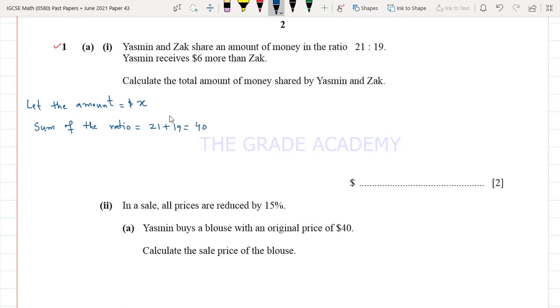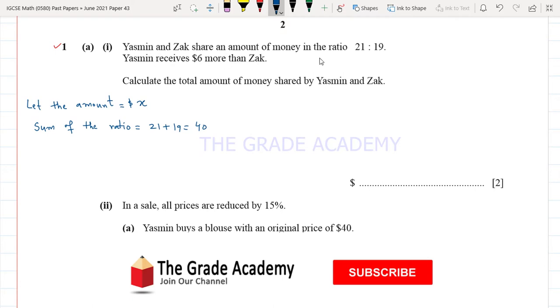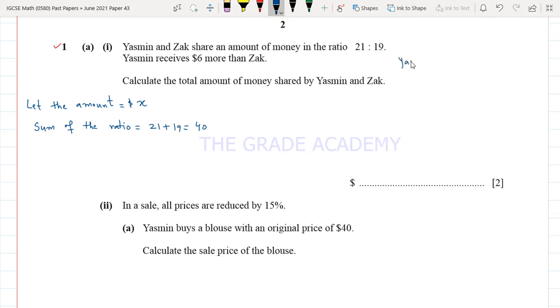So the total amount X is divided into 40 parts, out of which 21 parts belong to Yasmin and 19 parts go to Zak. So here Yasmin receives 21 out of 40 of the total amount, and Zak gets 19 out of 40 of the total amount.